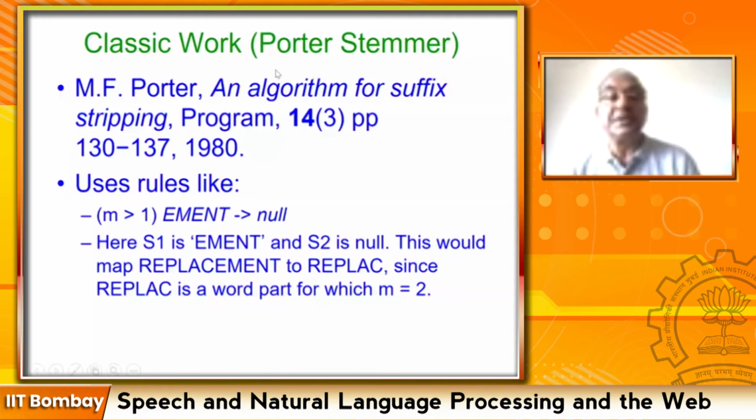So what you are seeing on the screen is Porter's stemmer, important for information retrieval. But suffix stripping here involves a constraint. That constraint is that the previous part should have a particular length.